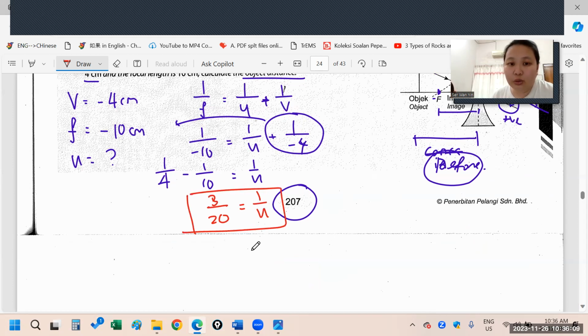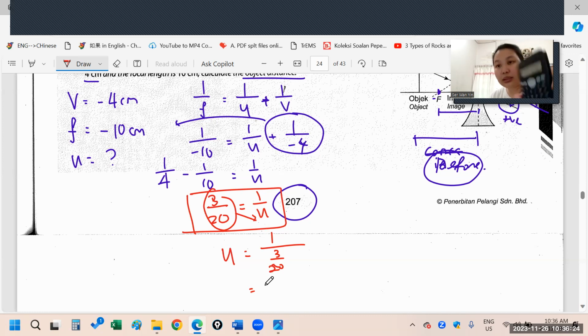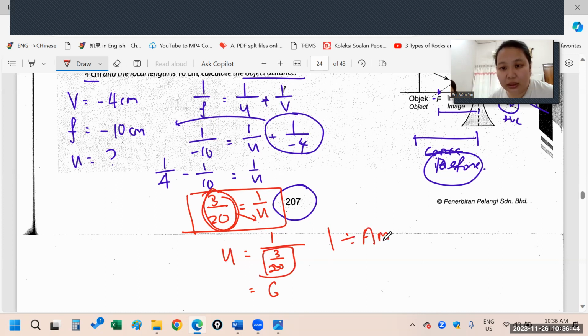So now how to get U? We use U equals 1 over, we just change the place of 3/20. 1 divided by 3/20, 1 divided by answer. I would like to do this: 1 divided by answer. Answer is 3/20, then we will get 1. So since you get this as your answer, you say 1 divided by answer, you will get 6.6667 cm.